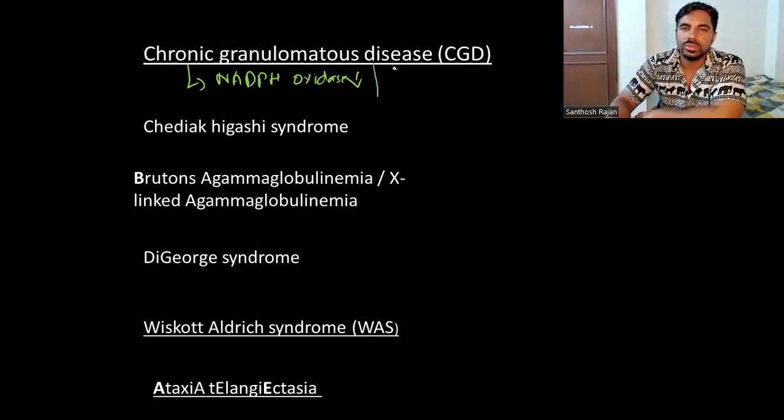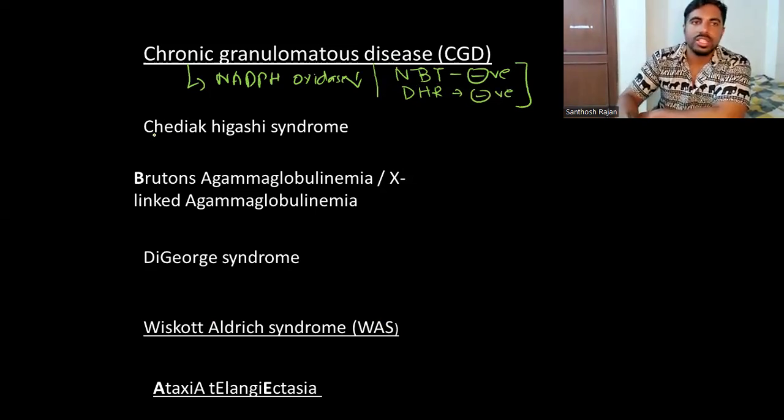What are they? One is the nitroblue tetrazolium test. This becomes negative. Another one is the dihydrorhodamine test. This also becomes negative or reduced. Okay, that's important in chronic granulomatous disease. In Chediak-Higashi syndrome, there is a defect in phagolysosome formation.